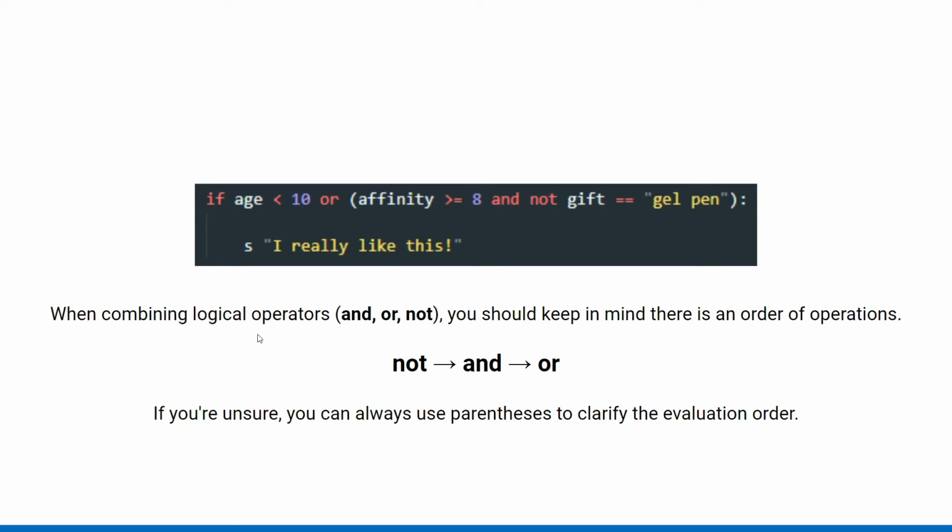And I highly recommend using parentheses if you start to combine and, or, and not a lot, because it can get kind of confusing which order your conditions are being evaluated in. There is an order of operations. It goes not, and, or, but I still highly recommend using parentheses just so you know exactly which order they're being evaluated.